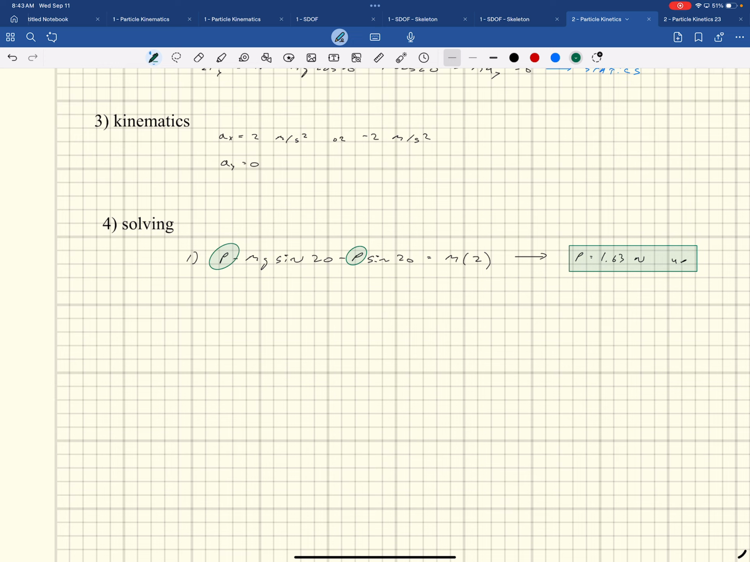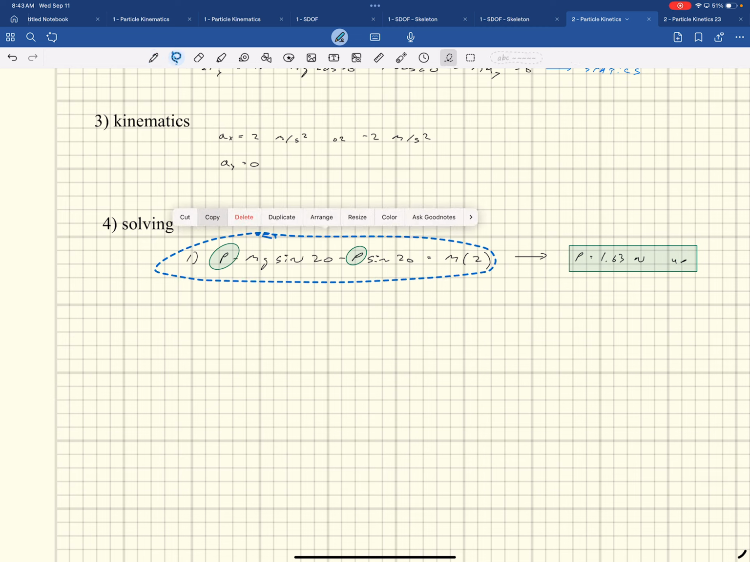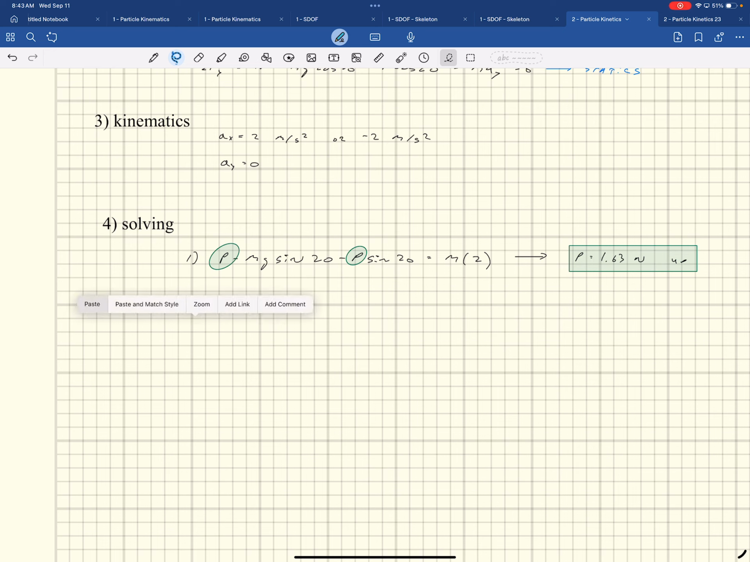That was one of the questions. So if I pull down on that cord at 1.63 newtons, it's going to move up at 2 meters per second squared. It's going to have an acceleration up at 2 meters per second squared. The second part, I'm going to cheat because I have a tablet and they're awesome. I'm going to copy that thing down there. I don't know if this saved any time in any way, but I did it anyway.